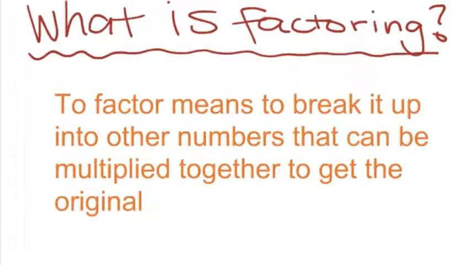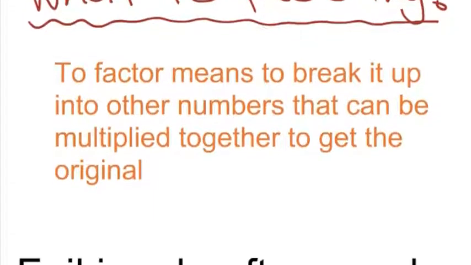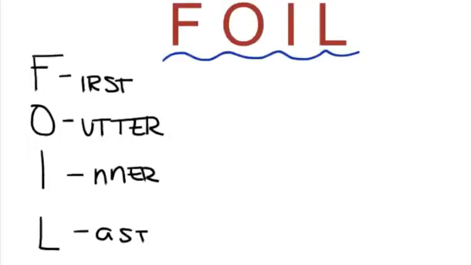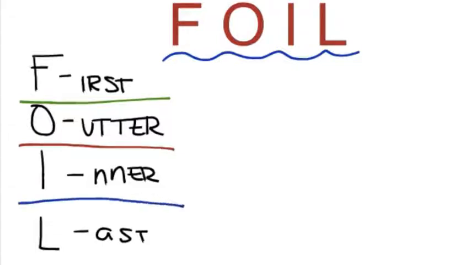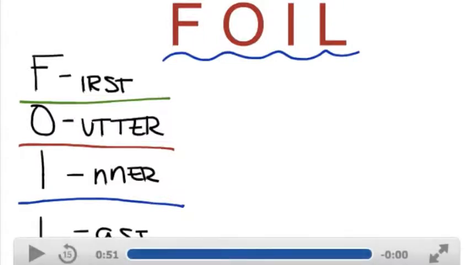What is factoring? To factor means to break it up into other numbers that can be multiplied together to get the original. FOIL is the rule often used to factor properly. In order to factor, you must follow the steps FOIL, F-O-I-L. F means to multiply the first term, O means to multiply the outer term, I means to multiply the inner term, and L means to multiply the last term.